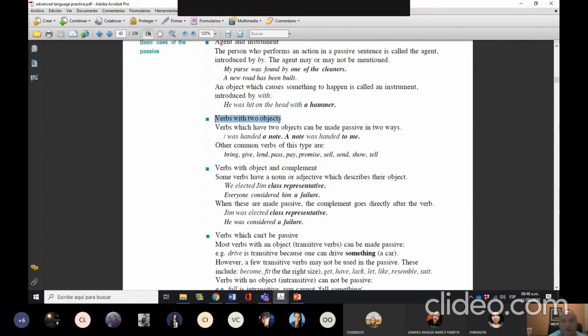We also have some verbs that contain two objects. Okay, example, a note was handed to me. Two objects, a note and to me. A note was handed to me. So we have two objects. What is the first object? A note. Second object, to me. To me is usually the receiver of the action. What were you handed? A note.